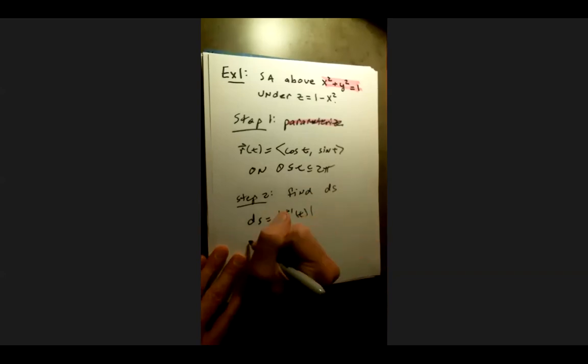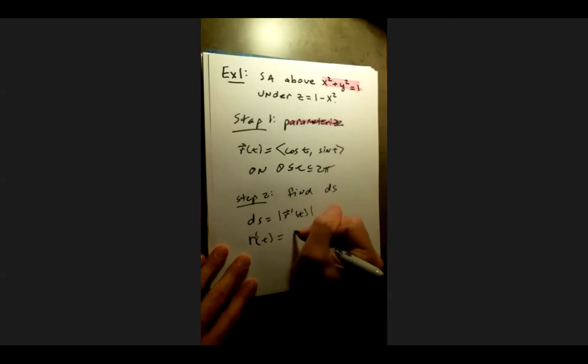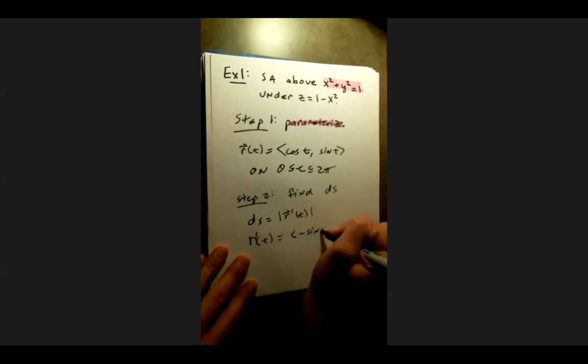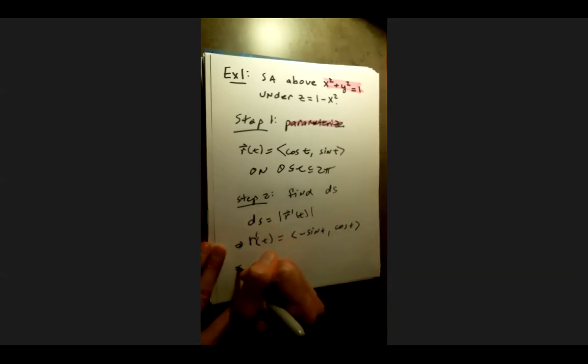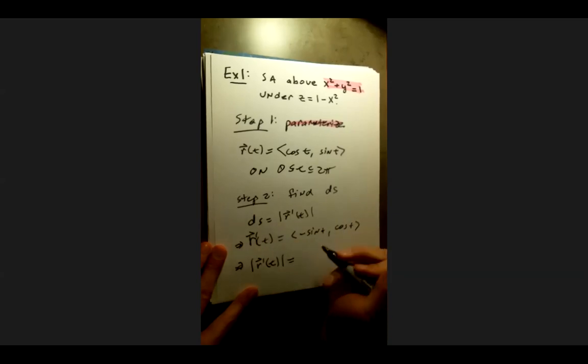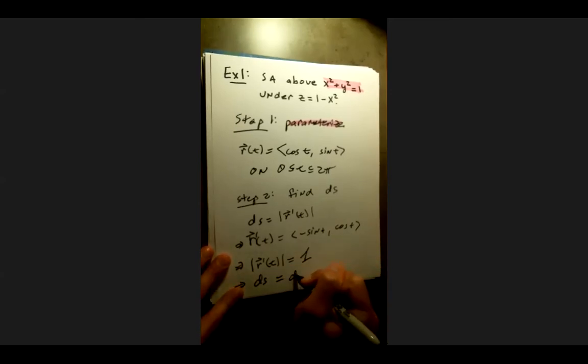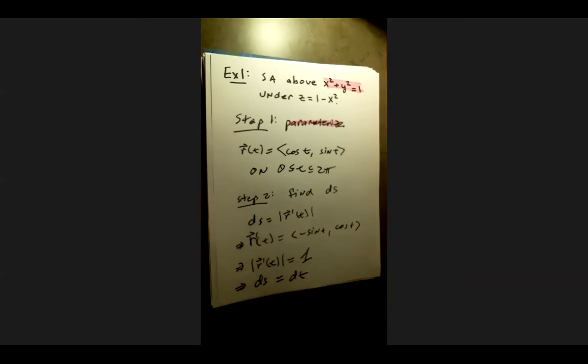And so it looks like we're going to need to know what r prime of t is. So r prime of t looks like negative sine t, cosine t. And so the magnitude of r prime of t equals the square root of sine squared plus cosine squared, or just 1. And so we get that ds is equal to dt. Questions so far?